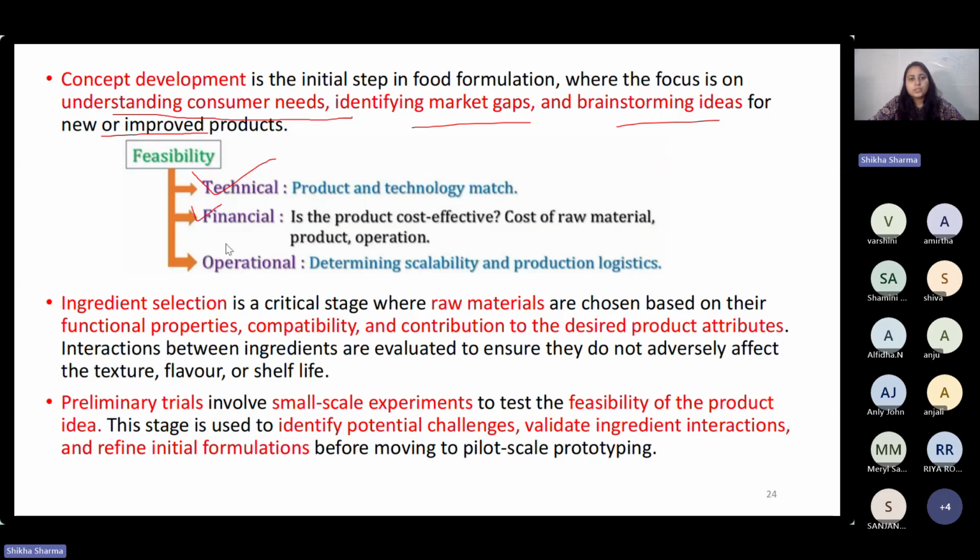Then it should be financially feasible also, that the product should be cost effective. The raw material cost and the operation cost should be feasible. Then operational feasibility also. So that means the product we are developing and the process which we are following can be scalable, and we can transport it properly, and we can process it properly in the industry also. The product should be like that.